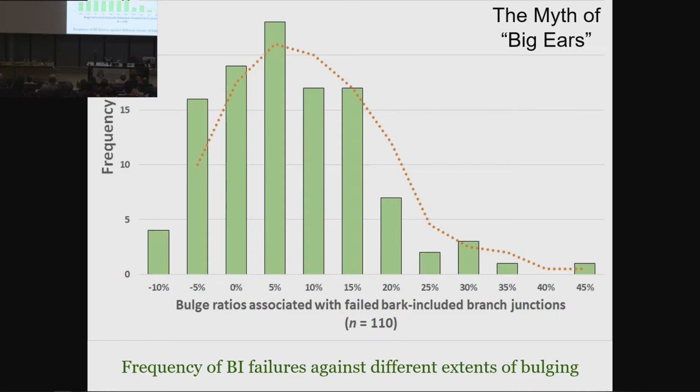As the bulges are getting bigger and bigger, we're getting less failures. It's more complicated than that, because it takes time for the bulge to develop. But if it's getting worse and worse as the bulges get bigger, this diagram needs to look different. Look how many are failing with almost no bulging at all. The majority.